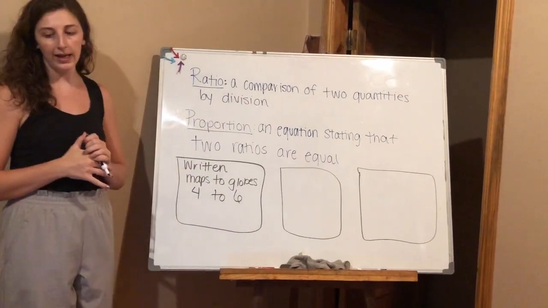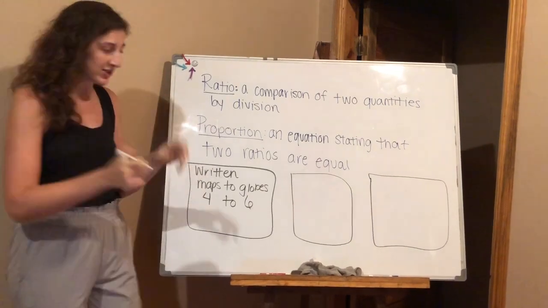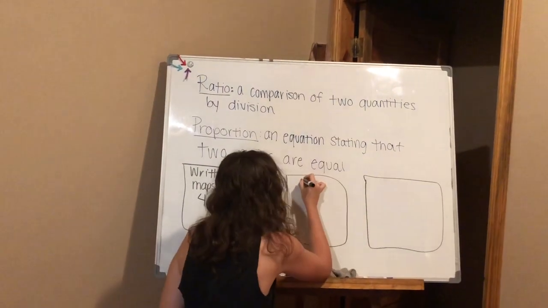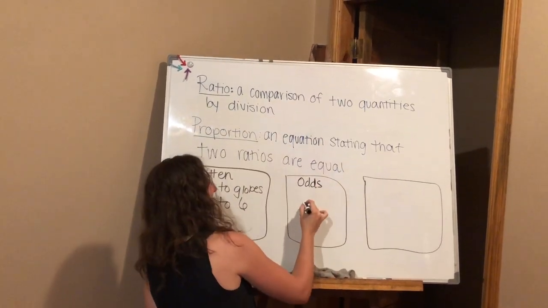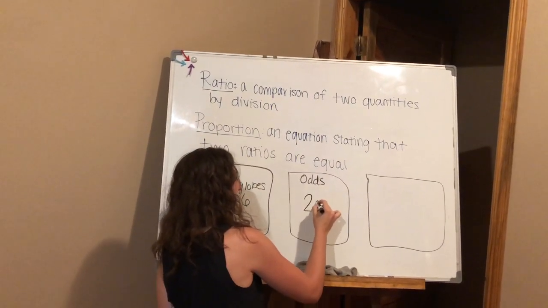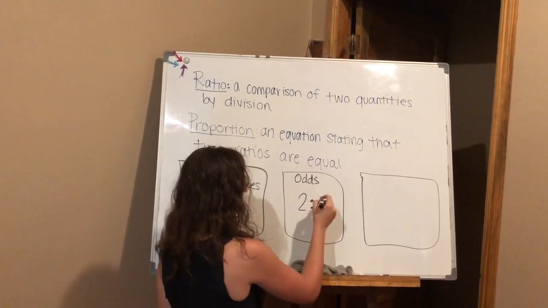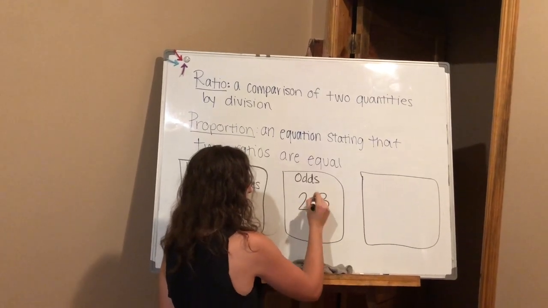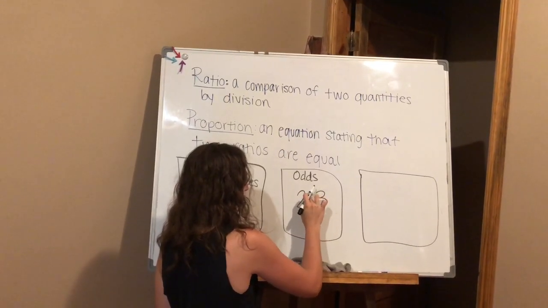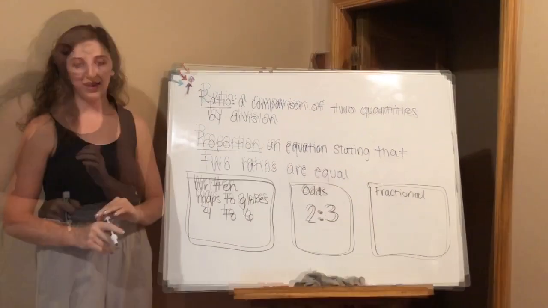Our next way that we can write it is in what we call odds notation. It is like probability. And we write that like this: for every 2 maps, there are 3 globes. That's when we use our colon that we were talking about earlier. 2 maps to 3 globes.